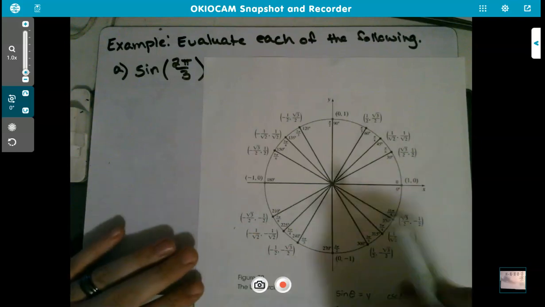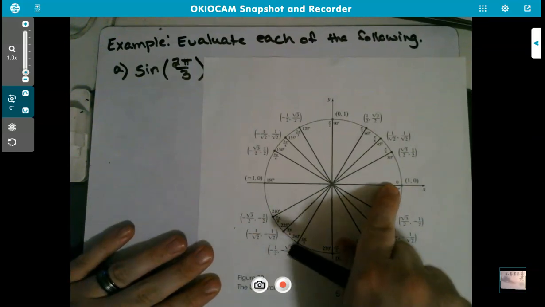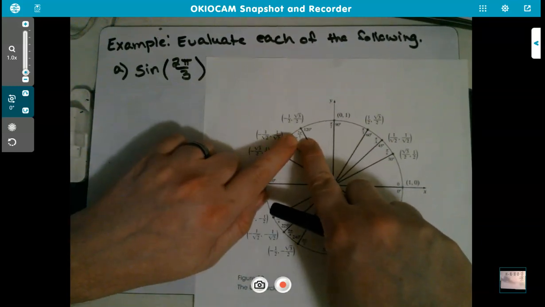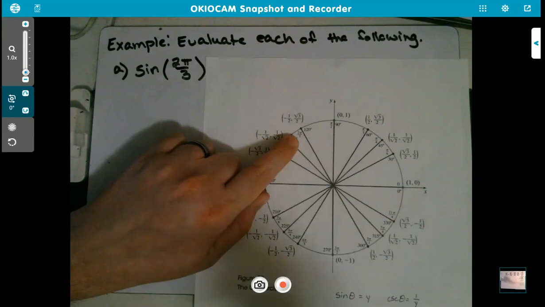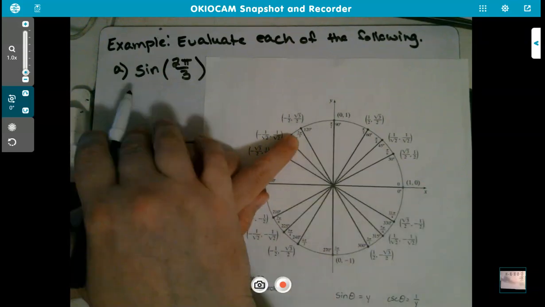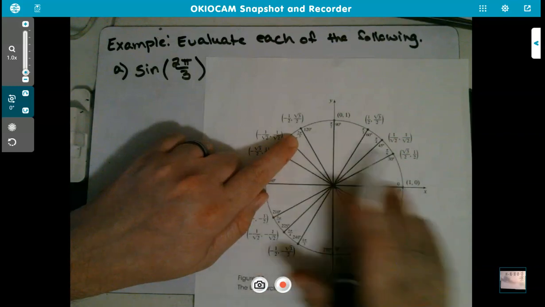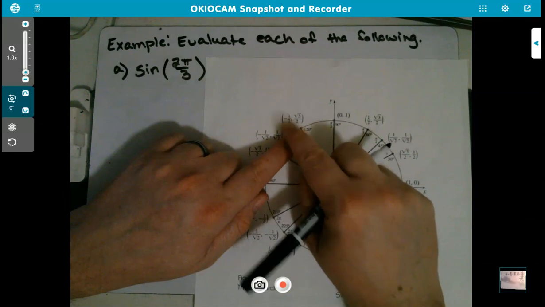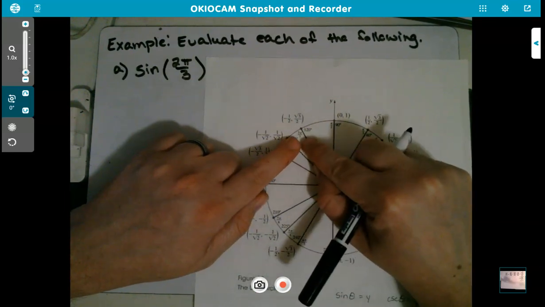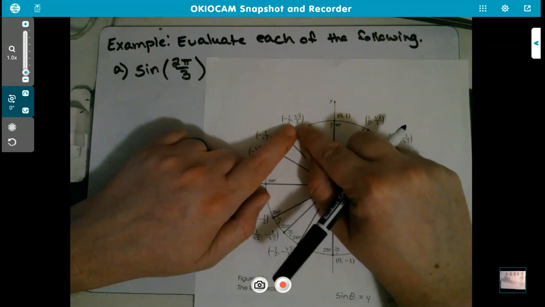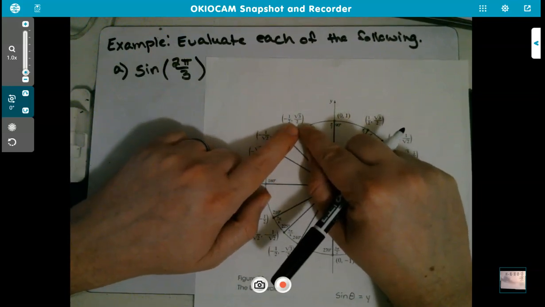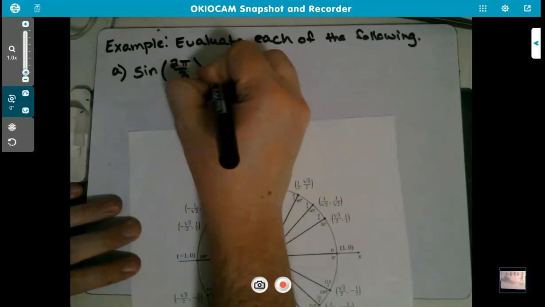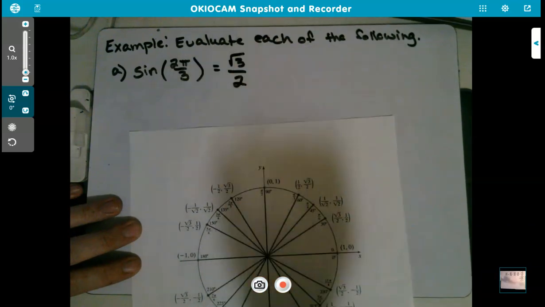So I'm going to look for 2 pi over 3. I'm going to look for the angle that says 2 pi over 3. And here it is right here. 2 pi over 3 is right there. And so as I wrote down, sine, whenever I use that guy here, sine is the value of the y on my point, right? So 2 pi over 3 is right here. The y on my point is the square root of 3 over 2. So the sine of 2 pi over 3 is square root of 3 over 2.